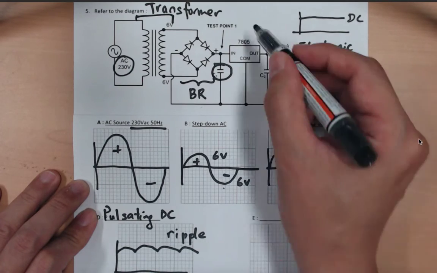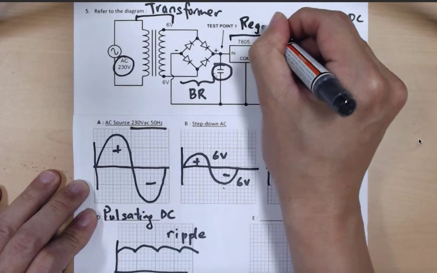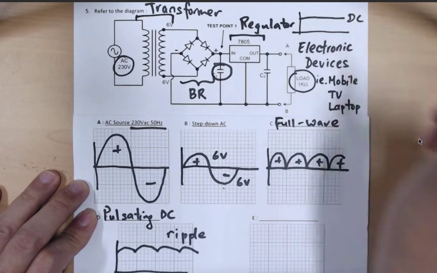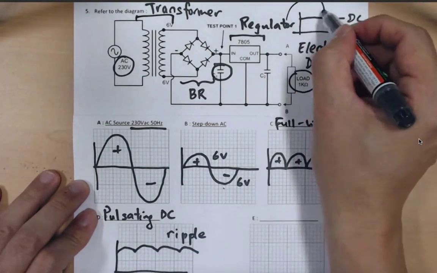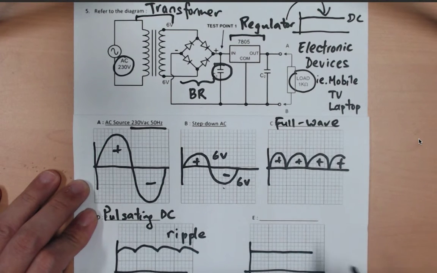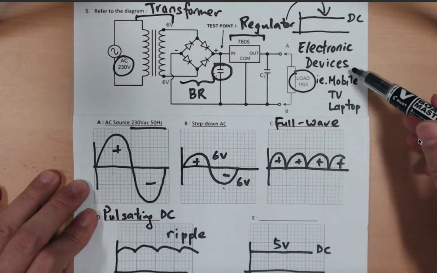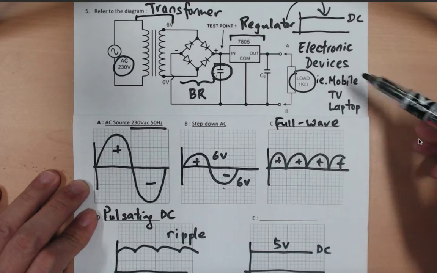So we pass it through this last thing known as the regulator to make it a constant DC voltage. And then finally, the voltage will be very consistently DC, for example 5 volt, whereby the electronic devices can use it.